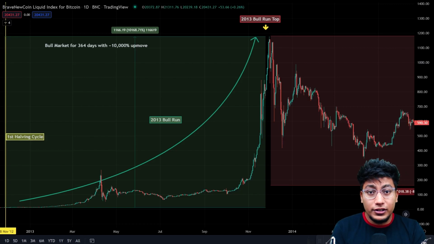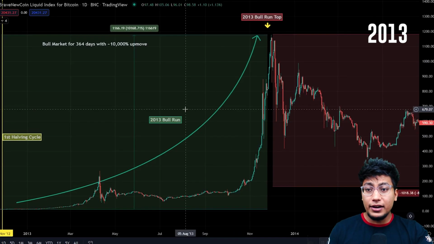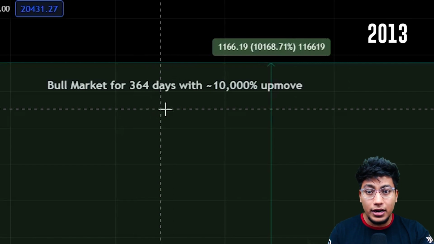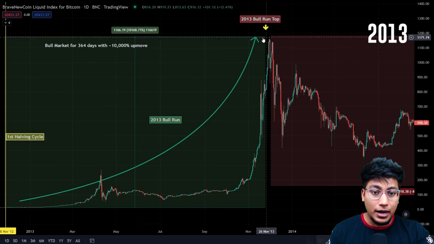It started with the first halving cycle that took place in November 2012. After each halving cycle, as discussed, we have a bull market and we see price going exponentially high. So this was the 2013 bull run, and we saw that the market was in a bull run for 364 days, approximately 1 year, and it gave an approximate return of 10,000%, and this was the market top.